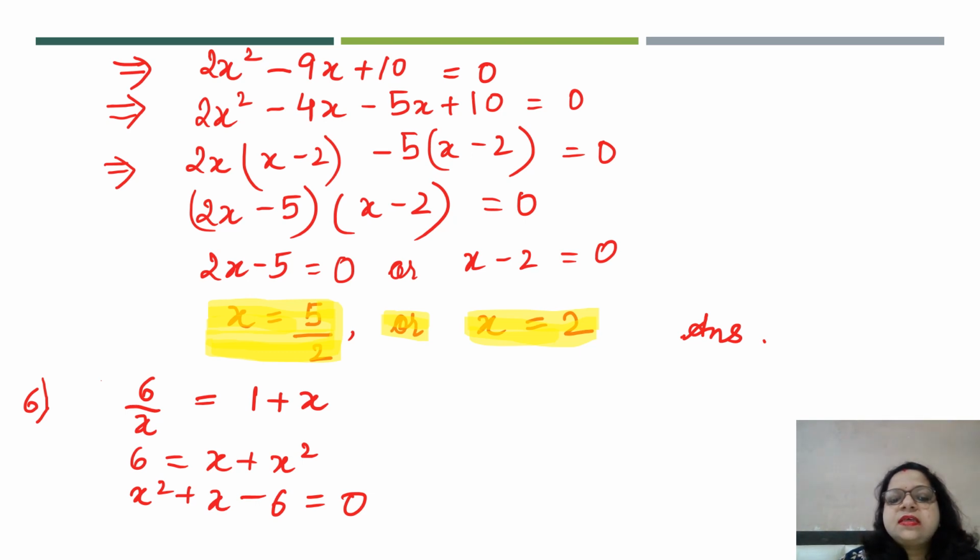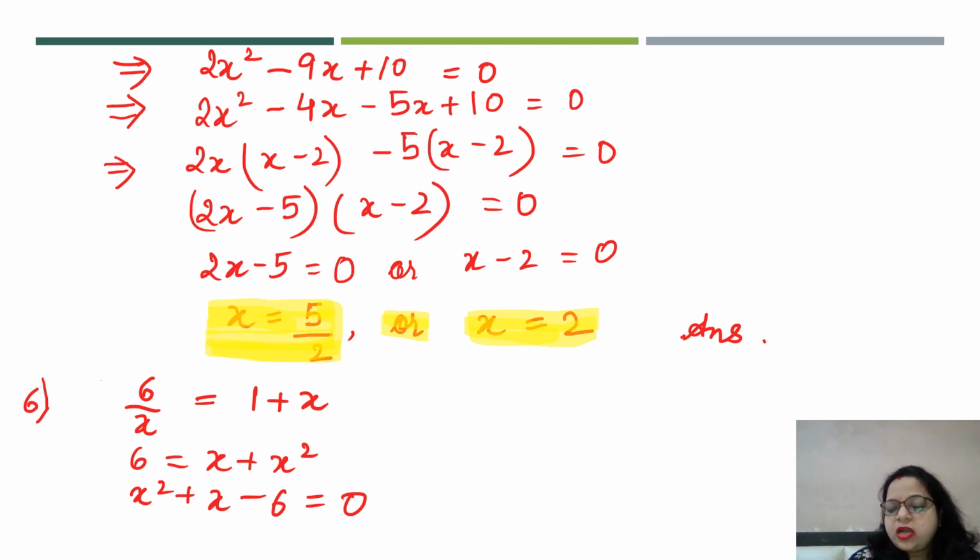Coming to the sixth question, children. 6 upon x is equal to 1 plus x. So 6 is equal to x times 1 plus x, which will give you x plus x square. Then we will bring all the terms to the left hand side. So x square plus x minus 6 is equal to 0.